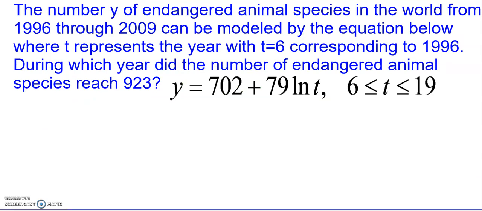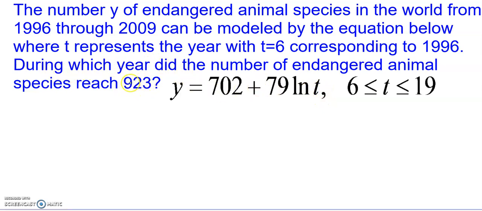Ooh, word problems, yippee! It says that the number y of endangered animal species in the world from 1996 through 2009 can be modeled by the equation below, where t represents the year with t equals 6 corresponding to 1996. During which year did the number of endangered animal species reach 923? Okay, so if we want to know when, right, during the year, we're solving for t.